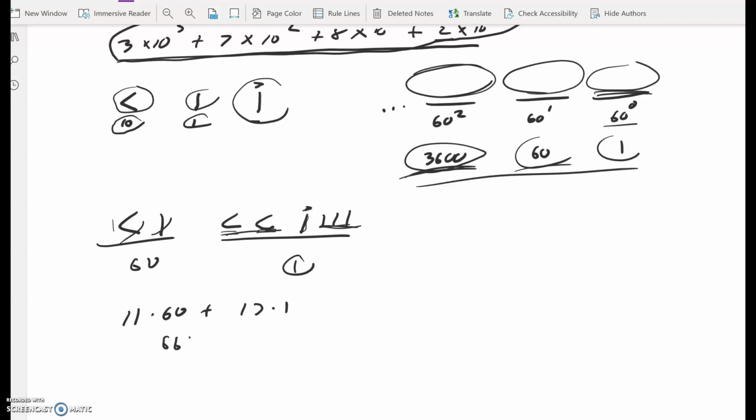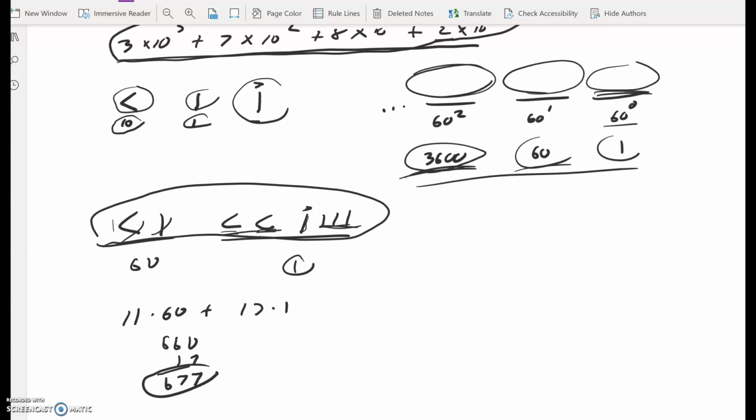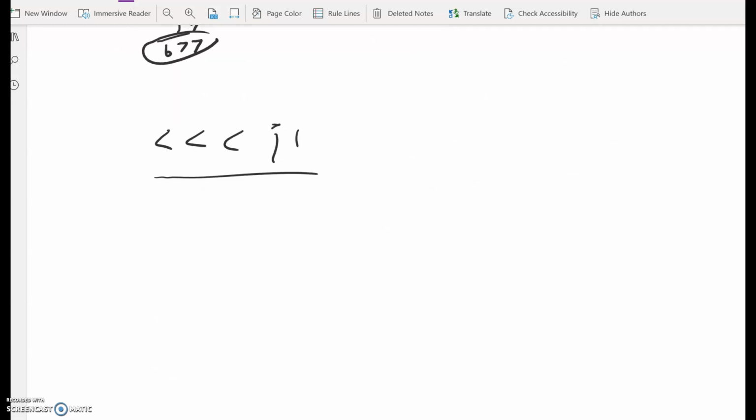11 times 60 is 660, 17 times 1 is 17, and so we are finding out that this number written in Babylonian numerals and pictures is 677 in our base 10 numeration system. Now another one. This is all in one group, so these are all worth 1s. We've got 10 plus 10 plus 10, that's going to be 30. But this is the subtraction symbol, and so we're subtracting 1. So it's going to be 30, take away 1, that's 29. 29 ones is 29. And so we're done.